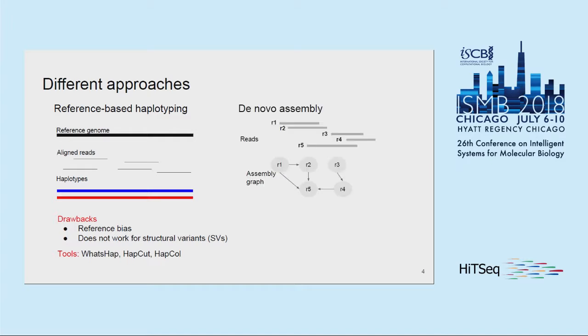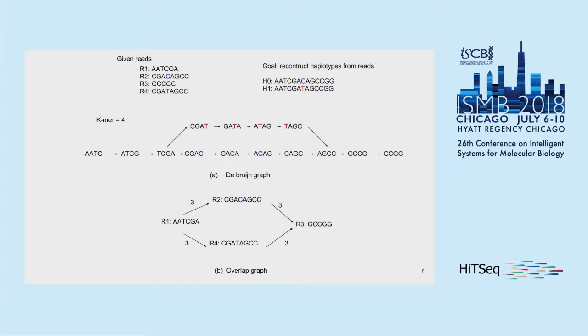The next approach is de novo assembly, where we don't use the reference genome, and instead construct the genome assembly directly from the reads. The main idea here is that you represent the set of reads as an assembly graph, and there are two types of assembly graphs.